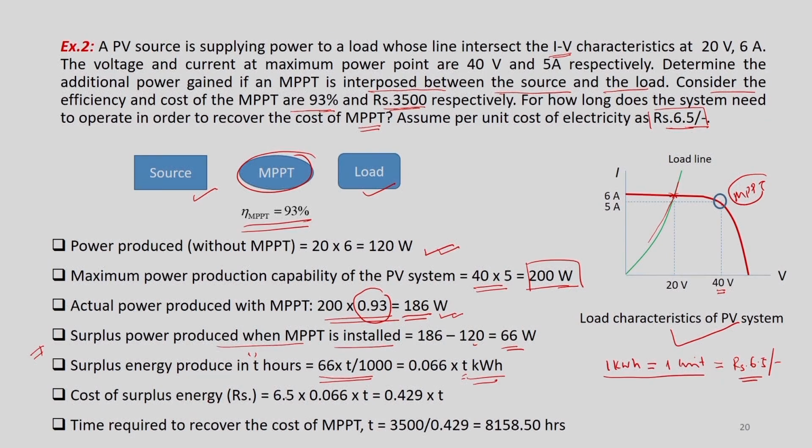So, the cost of the surplus energy is 6.5 multiplied by 0.066 into T. So, this will be something like this, in rupees. And the time required to recover the cost of MPPT will be, because the cost is known to us, 3500 divided by 0.429, which will give you this much of hours. So, this much of hours are required to recover the cost of the MPPT that we have invested, right. This is quite interesting problem. We can see how economically you can make it, and how long you need to operate to get the payback period.